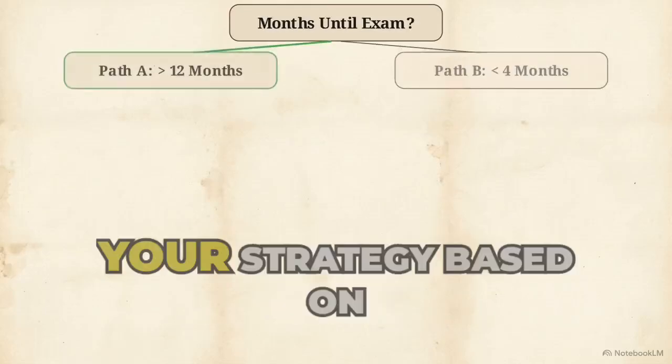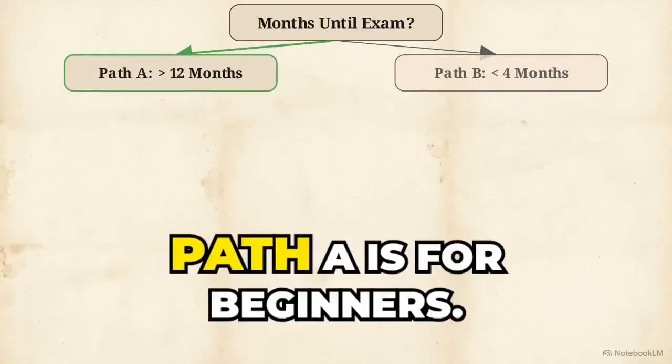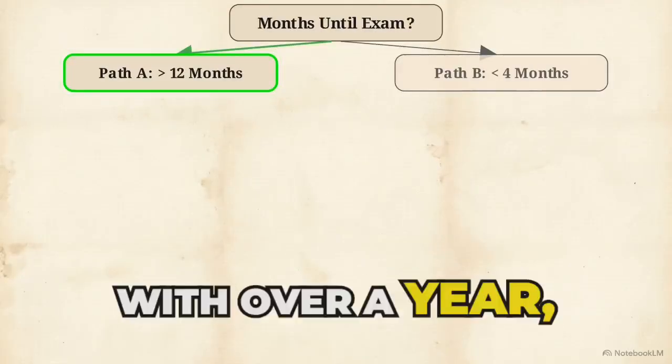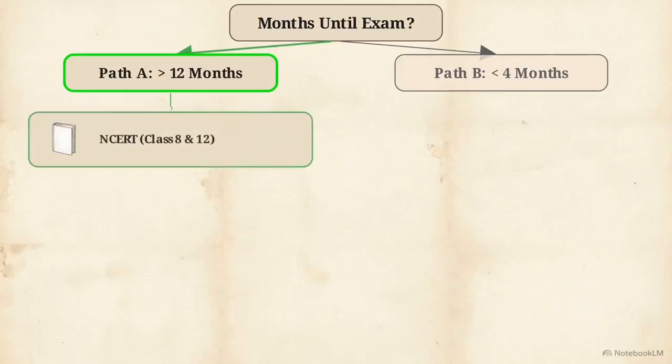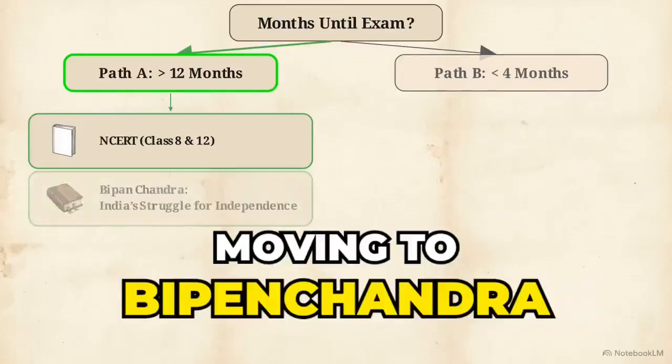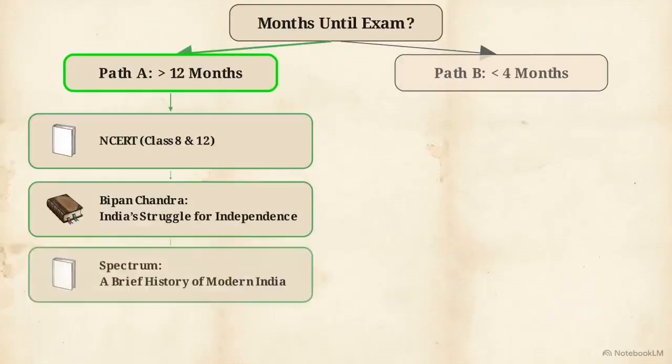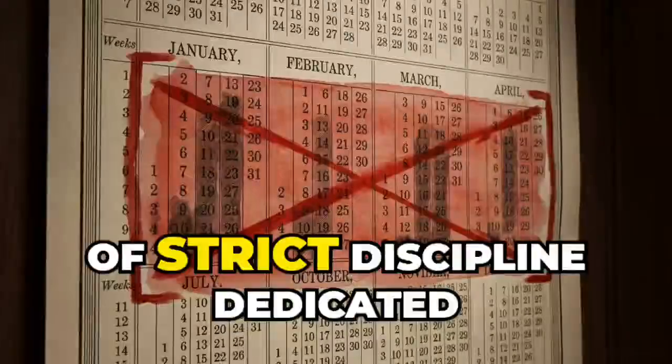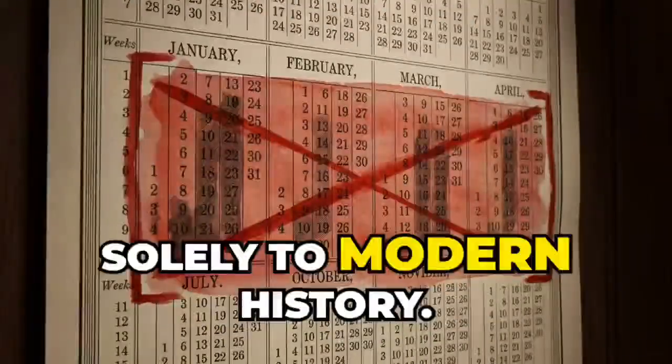This flowchart routes your strategy based on months left. Path A is for beginners with over a year. You execute the full strategy, starting with NCERT, moving to Bipin Chandra, and finishing with Spectrum. This requires 12 weeks of strict discipline, dedicated solely to modern history.